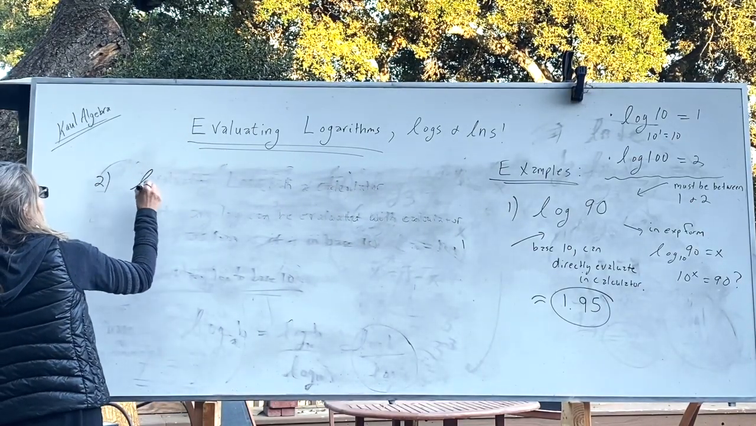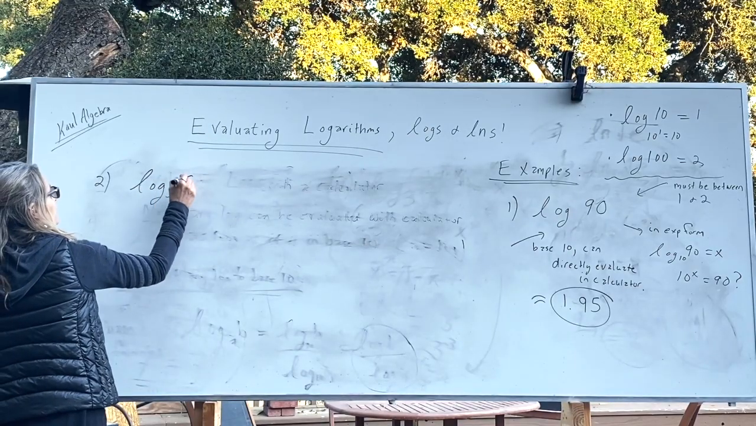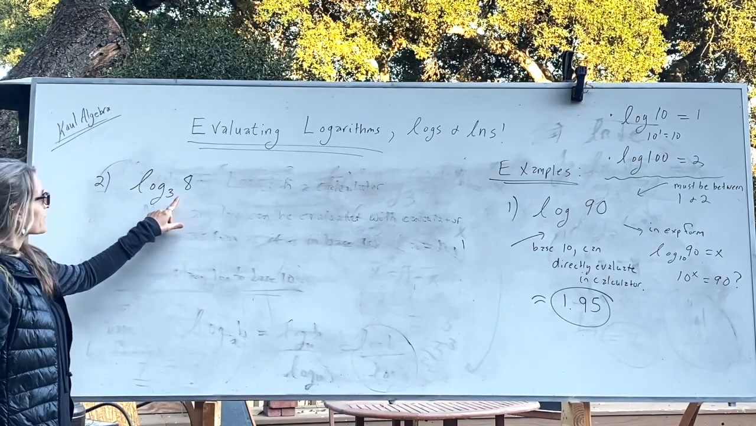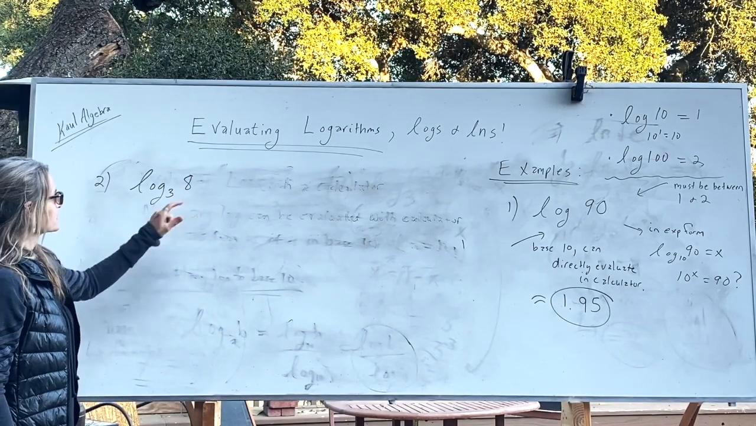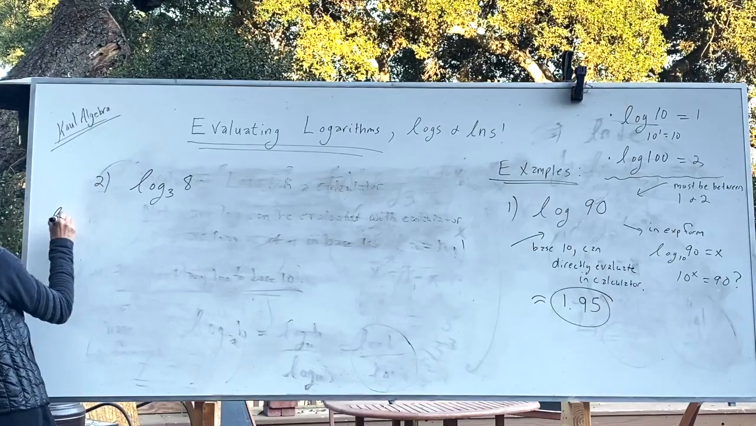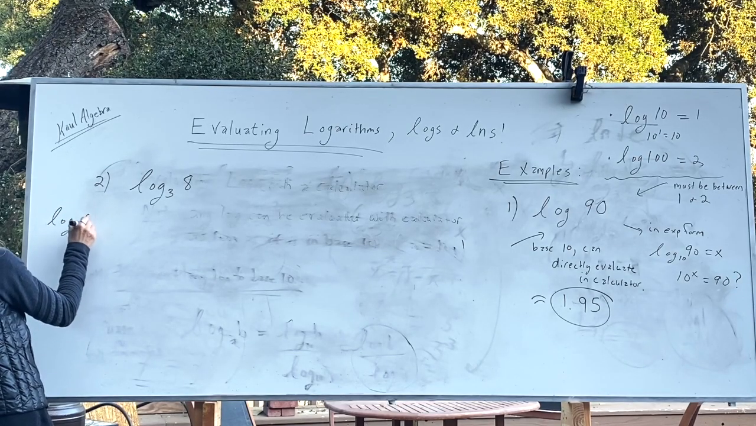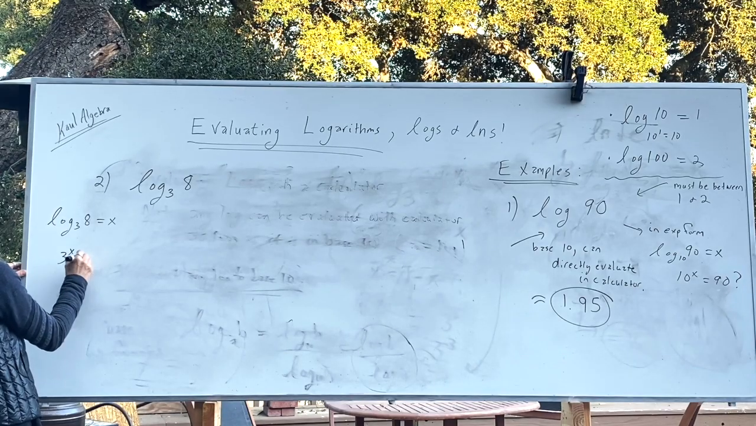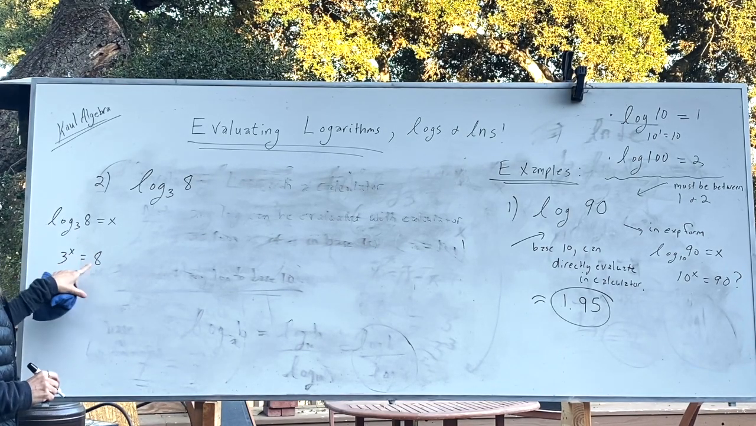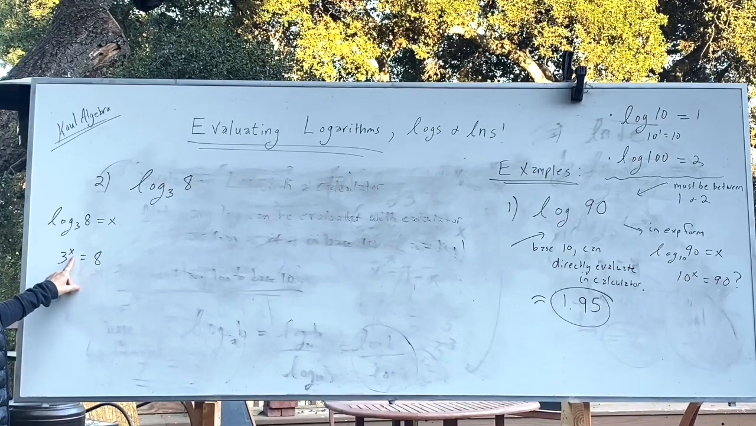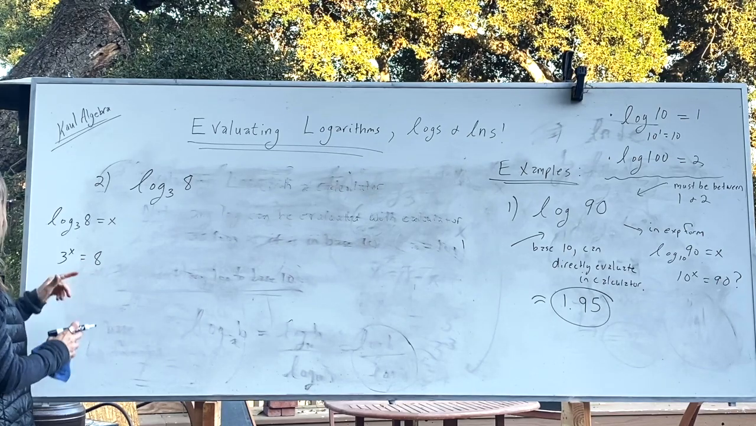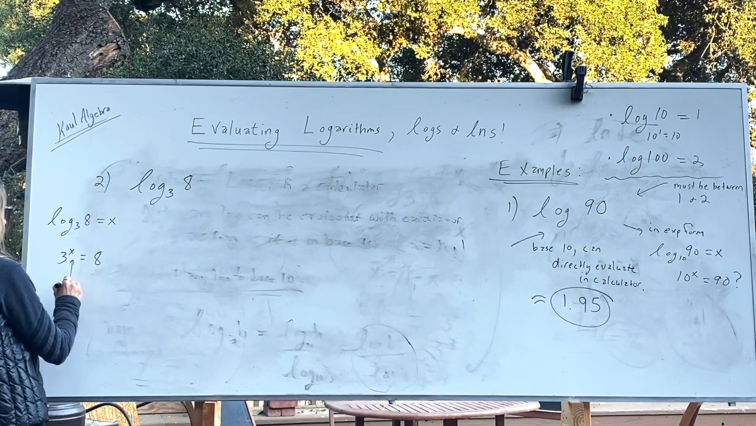Let's say we had log base 3 of 8. Recognize that if we convert this to exponential form, we would set this equal to x, and we'd say 3 to the x equals 8. So 3 to what power gives you 8? 3 squared would give you 9, and 3 to the first would give you 3. So this must be between 1 and 2 again.